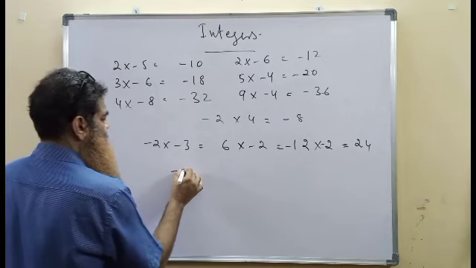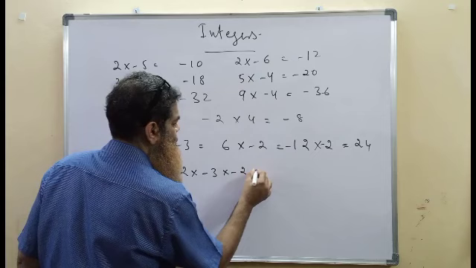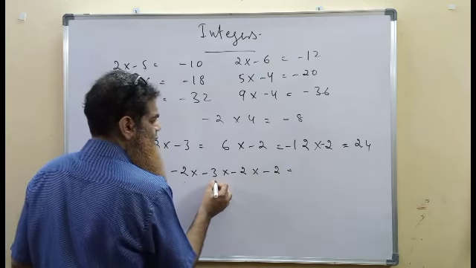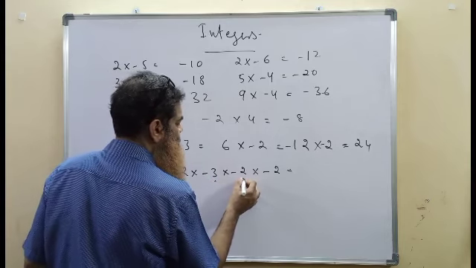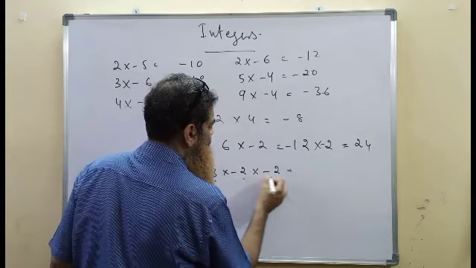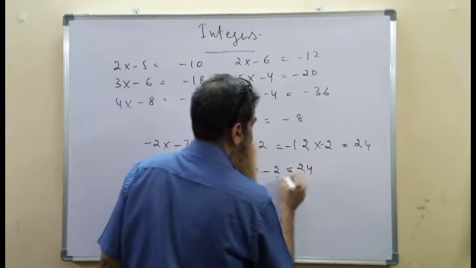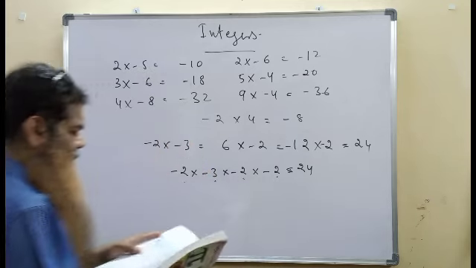You can also see it like this: minus 3 into minus 2 into minus 2 into minus 3. Minus 2 into minus 3 is 6. 6 into minus 2 is minus 12. Minus 12 into minus 2 is 24. The product of four negative integers is a positive integer.